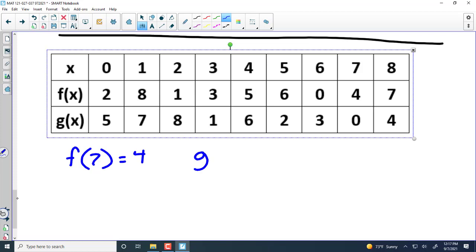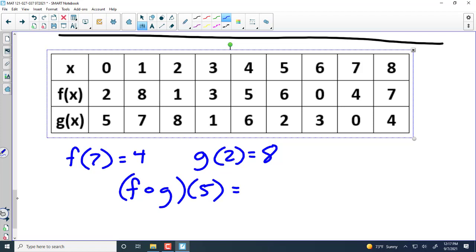If I do G of 2, you find 2 in the top row of the table. Go down to the G row, what do you get? 8. F composed with G of 5 means the same thing as F of G of 5. Everyone find 5 in the top row of the table. And go down to the G row, what do you get? 2. Everyone with that? 5, 2. That means this is F of 2.